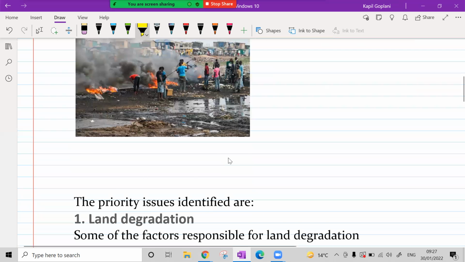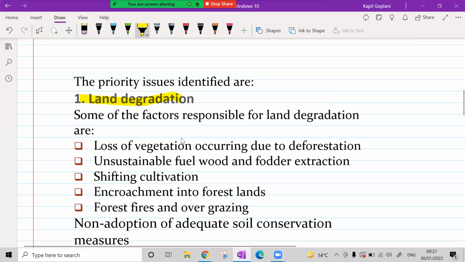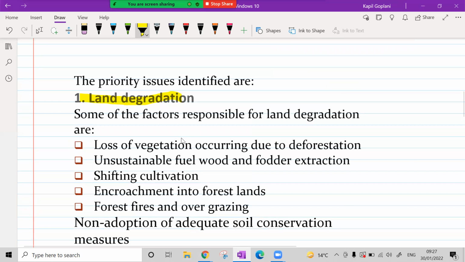Okay, now coming to the next concern, that is land degradation. Now what is land degradation? Has anybody heard this word, land degradation? Okay, if you don't know, land degradation means, for example, there is a loss of vegetation during deforestation. There is unsustainable fuelwood and fodder extraction. Now, this is a major cause of concern in the rural areas.